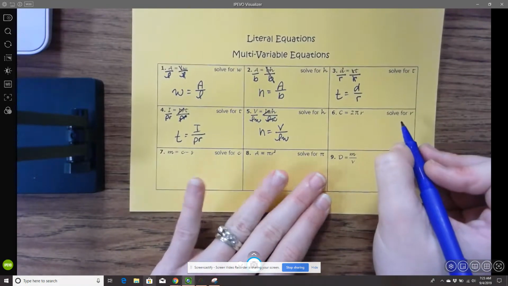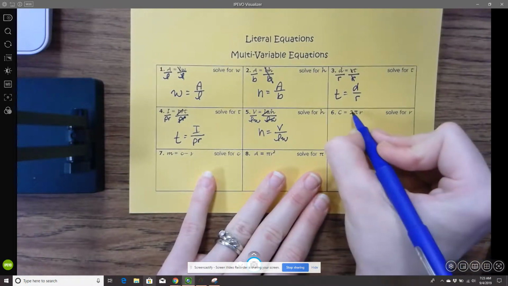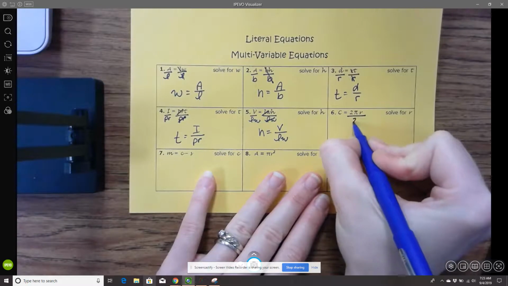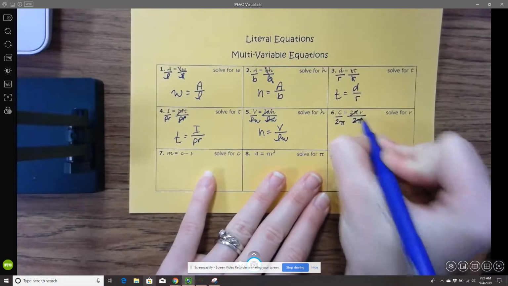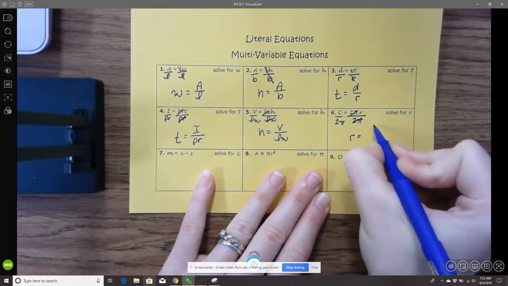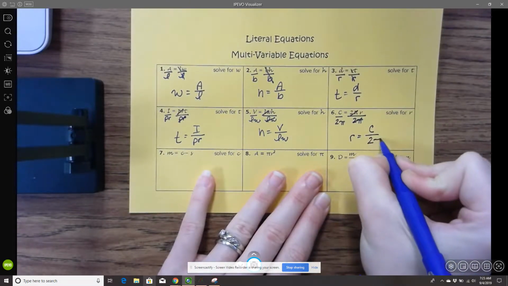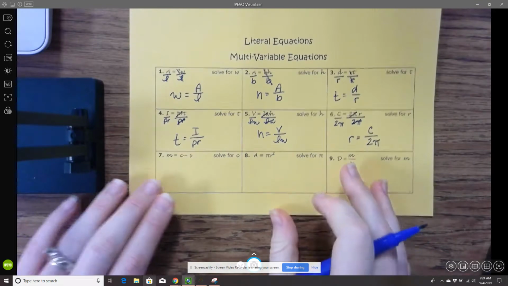All right, and this one we're going to solve for R, which is the radius. R is being multiplied by 2 pi. So we're going to divide by 2 pi. So these cancel. So R equals the circumference divided by 2 pi.